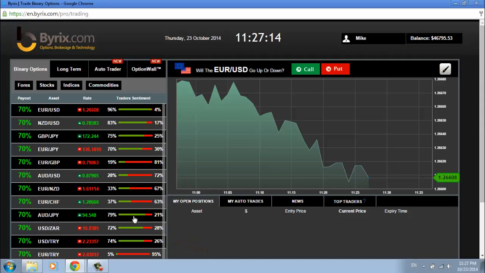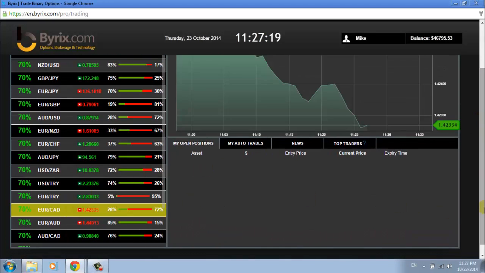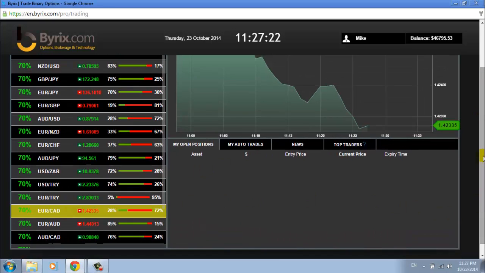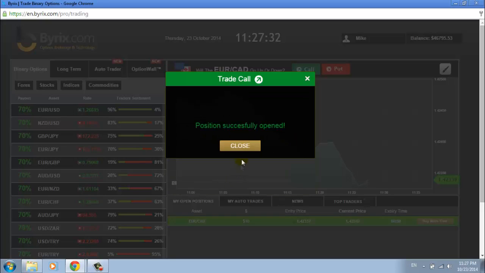So I go back to the platform and I'm looking for that particular pair. So I'm going to scroll down and there it is, Euro against Canadian dollar, and I'm gonna click on the green button. The 60 seconds time frame and the $10 investment is already on as a default, so the only thing left to do is to click apply.